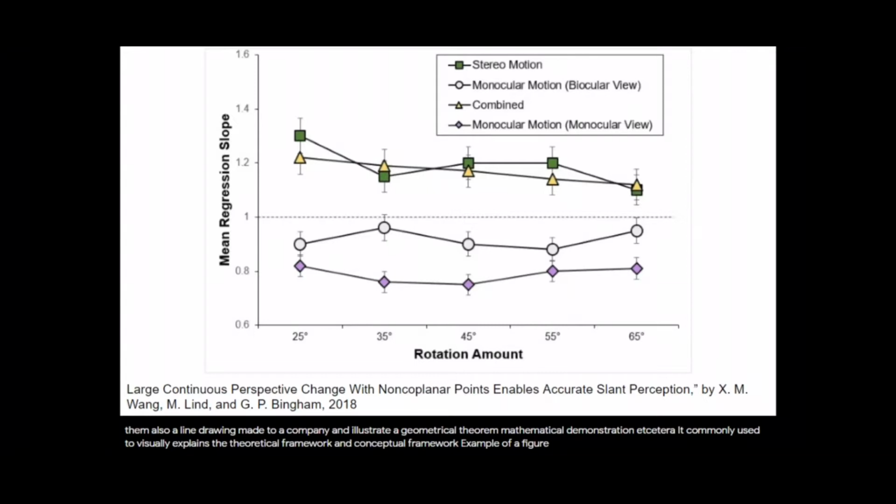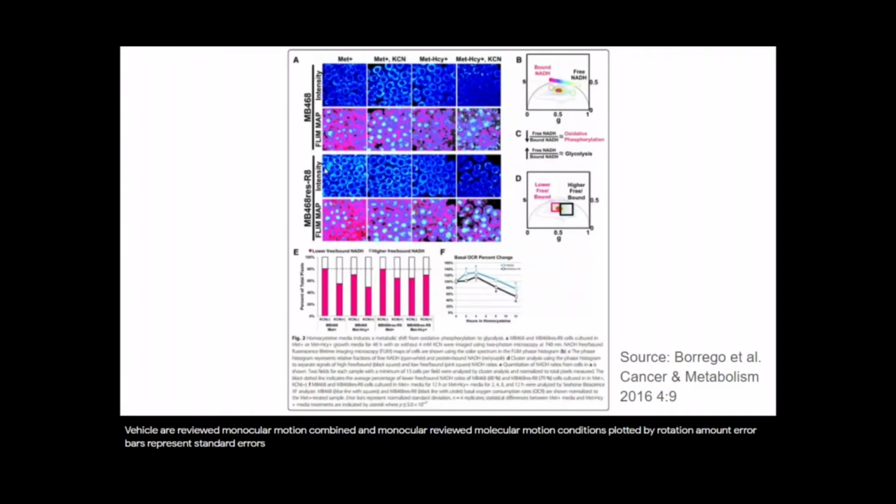Mean regression slopes in experiment 1 are shown for stereo motion, binocularly viewed monocular motion, combined, and monocularly viewed monocular motion conditions plotted by rotation amount. Error bars represent standard errors. Here's another example of a figure.